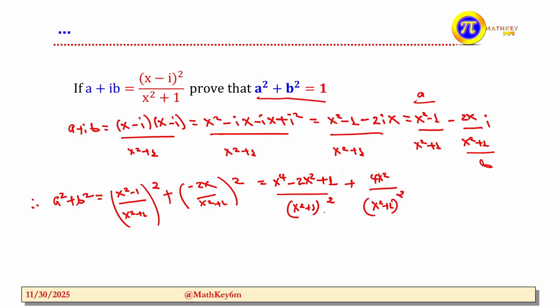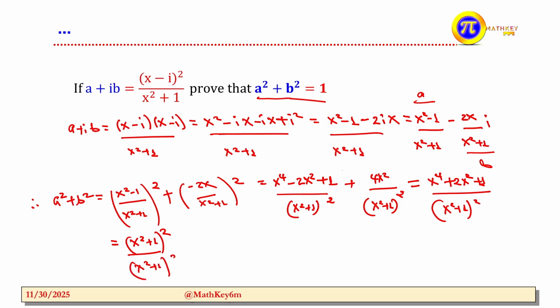Since they have the same denominator, x square plus 1, we can take the sum of the numerators. This is x to the power of 4 minus 2x square plus 4x square, which is equal to x to the power of 4 plus 2x square plus 1, divided by x square plus 1 the whole square, the same denominator that we have. After that, you find that x to the power of 4 plus 2x square plus 1 is equal to x square plus 1 the whole square, divided by x square plus 1 the whole square.